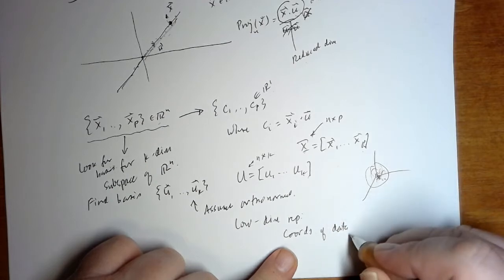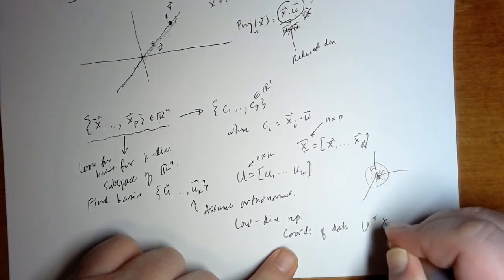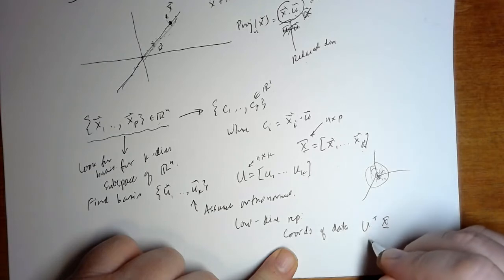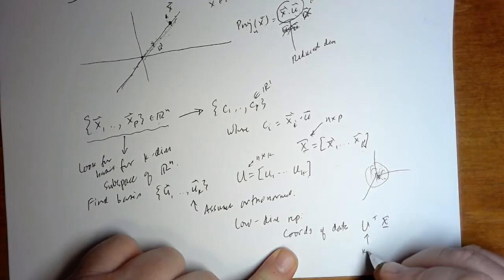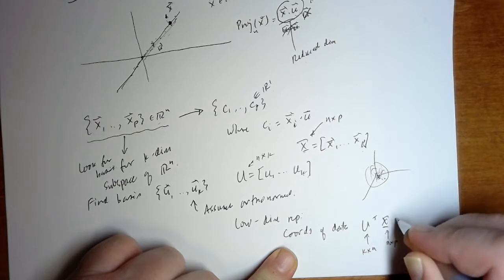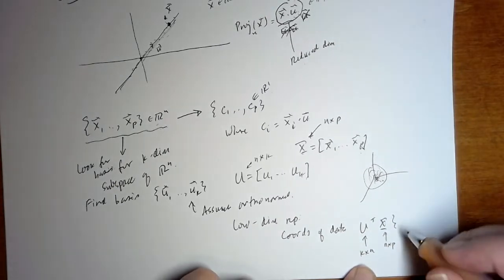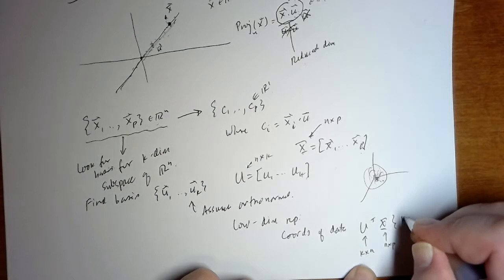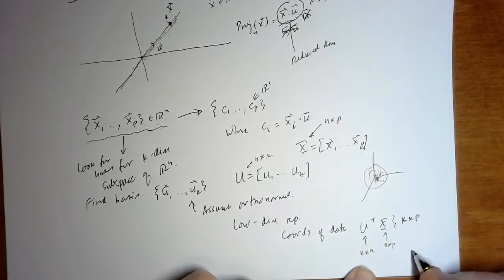Okay, so the coordinates of the data is going to be U transpose times X. Let's double check that. That's going to be K by N. That's going to be N by P. And so the coordinates are going to be K by P. And so what does that represent?